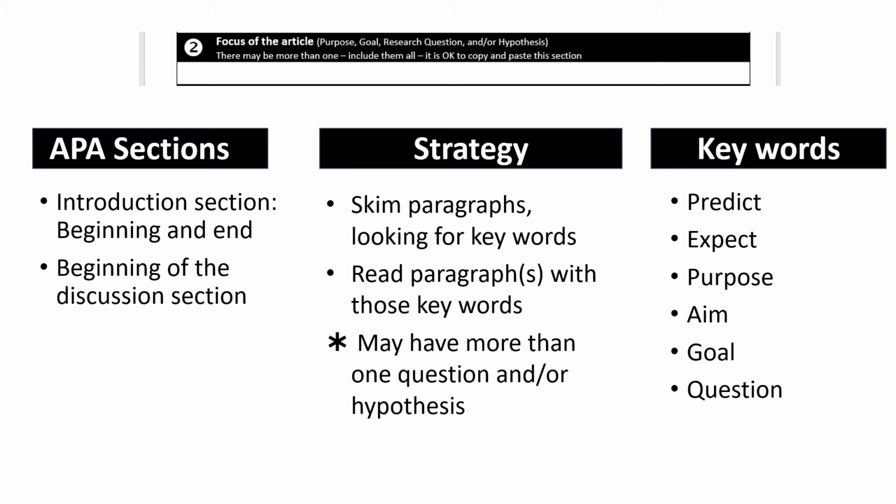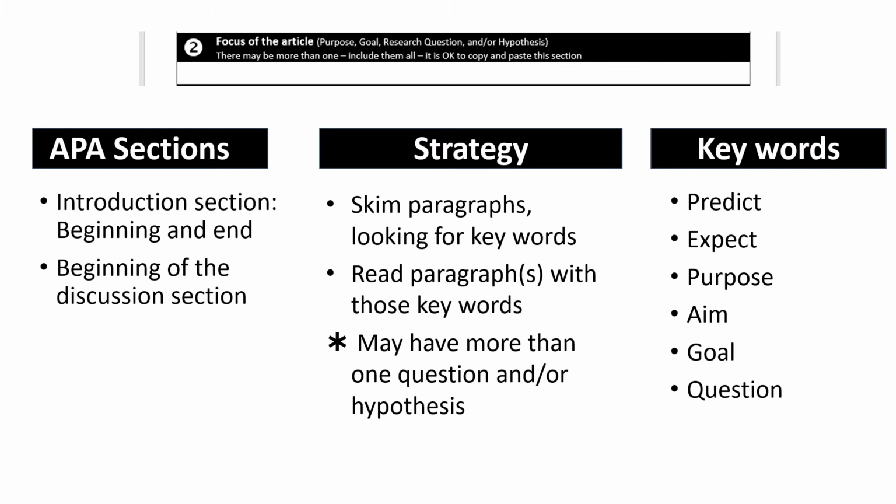The section of the summary labeled Focus of the Article is where we'll include information about the purpose, goal, research questions, and/or hypotheses. Knowing a little bit about APA style and working strategically helps us find that information without having to read all of the article, which makes it less time-consuming and much less overwhelming to figure out the article.